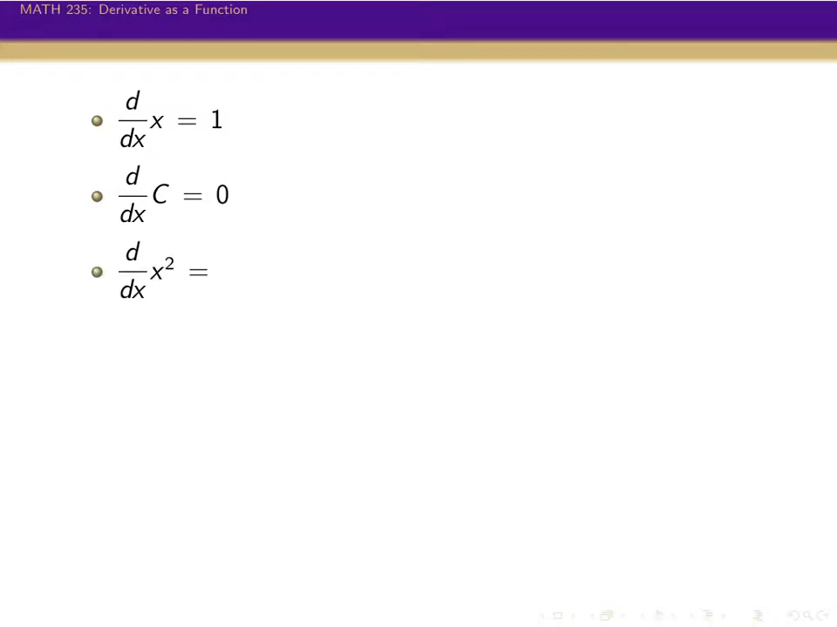Finally, let's take the derivative of x squared. So this one is a little bit more exciting.